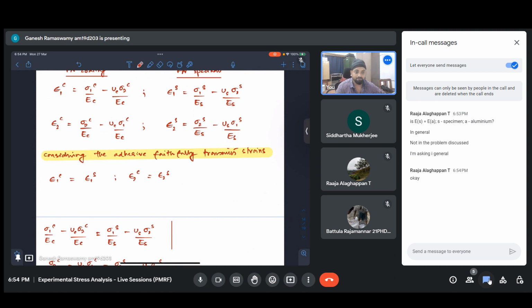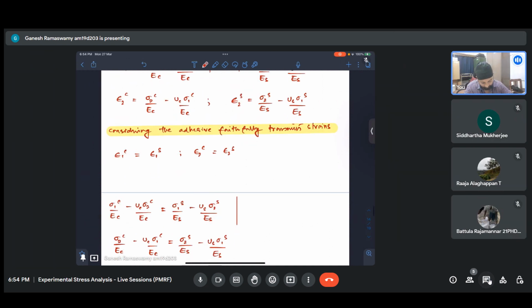Yeah, all right. So for this discussion, EC is all subscript C is for coating and subscript S is for specimen, unless otherwise specified, of course. So please keep this in mind.